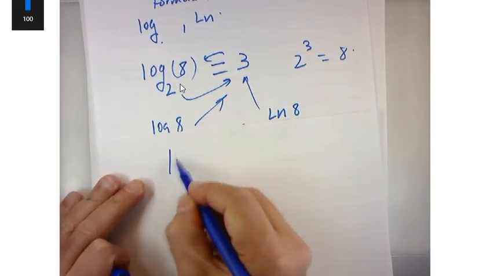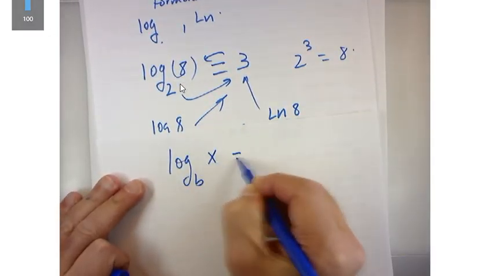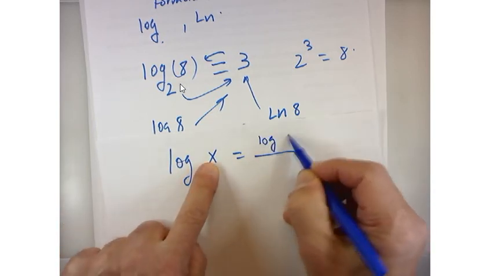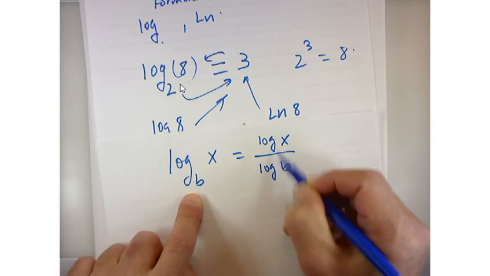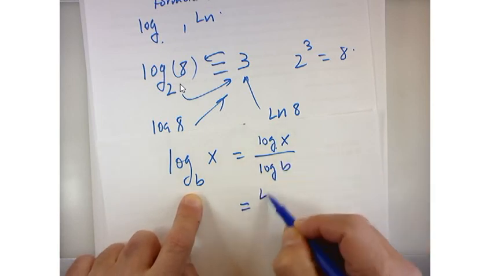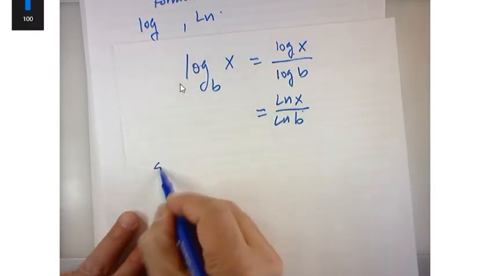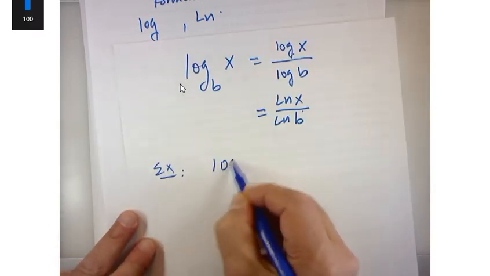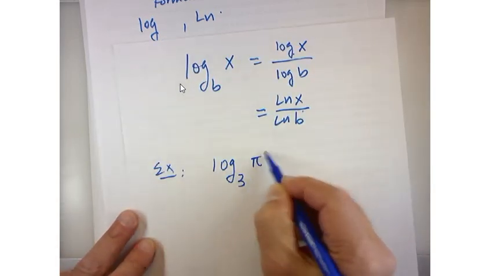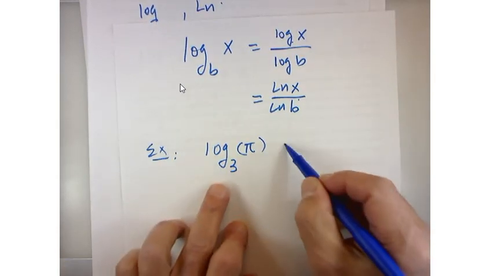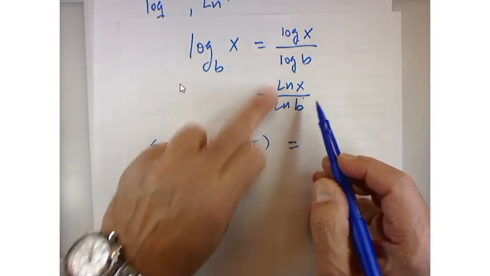So if I want to do, say, log base b of x, and b is neither 10 nor e, I could do log of x over log of b, and now I do base 10, or I could do ln of x over ln of b. For example, if I want to do log base 3 of pi, for instance, there's no way I could do this on the calculator unless I change it into either log over log or ln over ln.